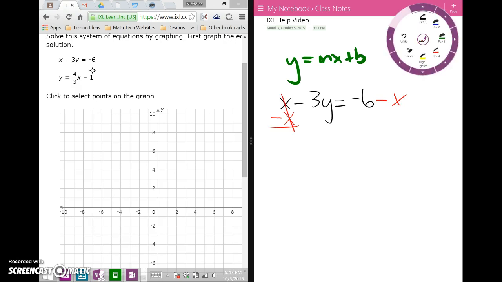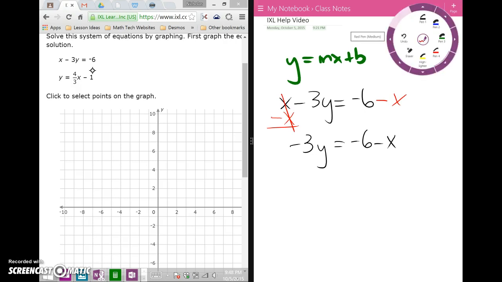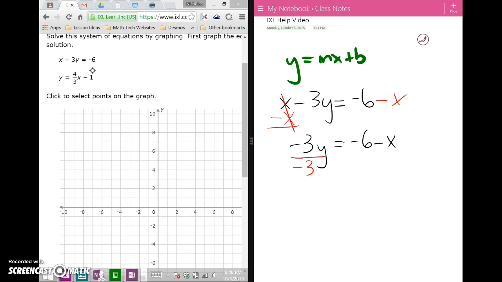And then let's write our next step. So now I have negative 3y equals negative 6 minus x. We're still not quite there yet, right? Because we still have this negative 3 over here. So now I need to divide by that negative 3 and get rid of it, and it becomes 1. But if I do it here, I need to do it to everything else. Not just the 6, not just the x, but both. So divide this by negative 3 and this by negative 3.